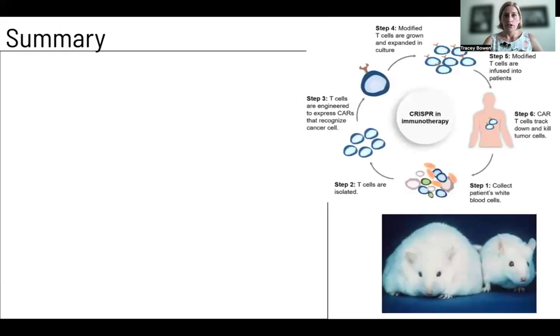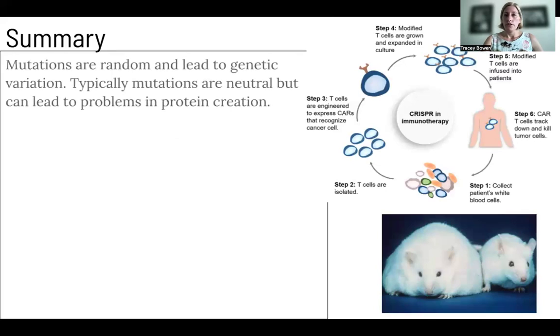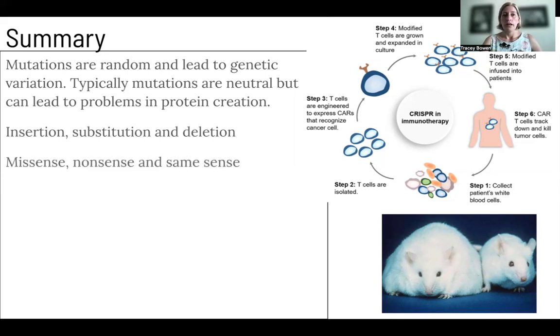So to summarize, mutations are random and they lead to genetic variation. Typical mutations are neutral, but can lead to problems in protein creation. There are insertion mutations, substitution mutations, and deletion mutations, and insertion and deletion are going to create frame shifts. Missense, nonsense, and same sense changes. Same sense then is going to result in the same protein being made. Nonsense is going to result in no protein being made. And missense is going to be a different amino acid is made, so that protein might look different. Frame shifts can lead to change in amino acid coding.